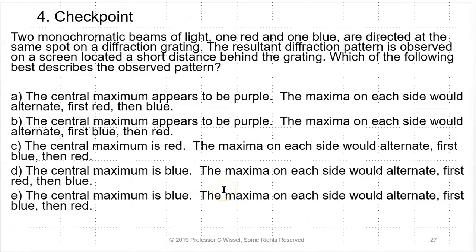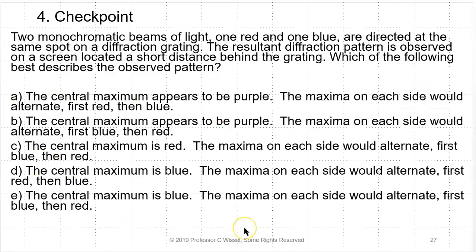Two monochromatic beams of light, one red and one blue, are directed to the same spot on the diffraction grating. The resulting diffraction pattern is observed on a screen located a short distance behind the grating. Which of the following best describes the observed pattern? Well, what you're going to see is in the center, the central maximum, both colors are going to overlap each other. It could be a blending of both colors. And if you add red to blue, you're going to wind up with purple. So what you want to look for here is the central maximum appears to be purple. Then all you have to do is figure out which of these two it is, eliminates all the rest.